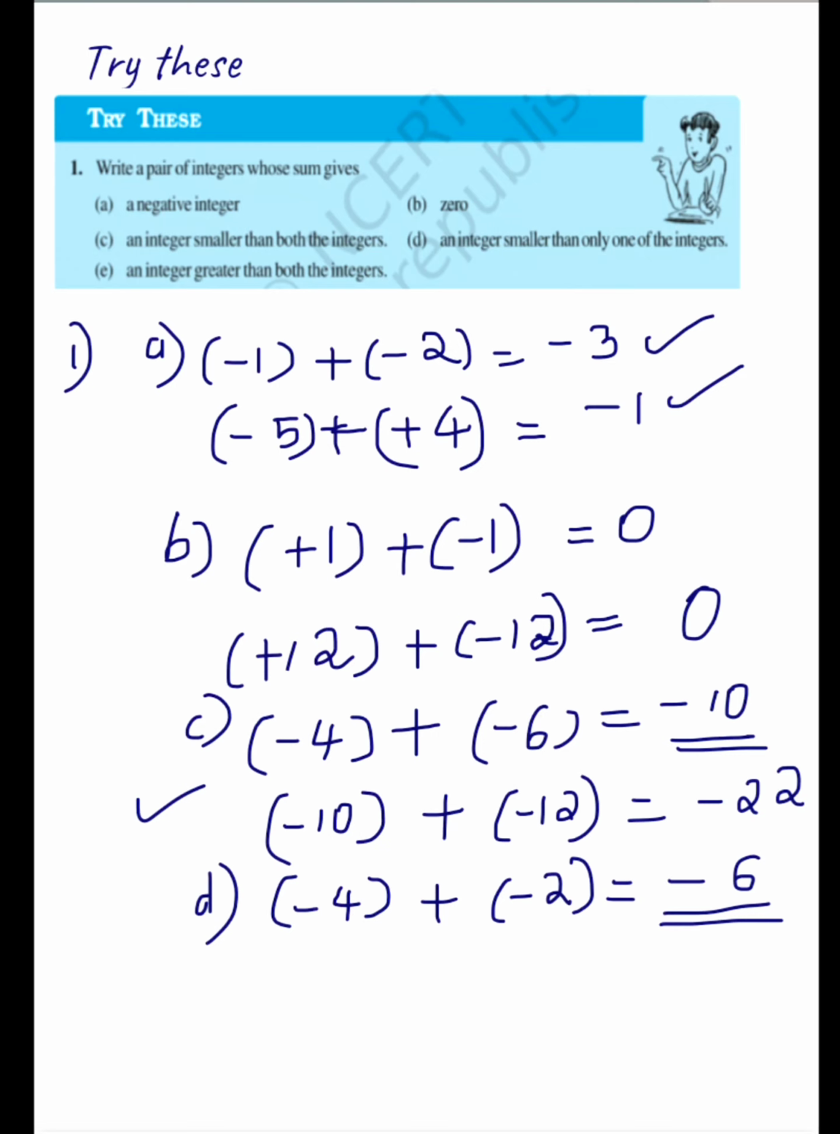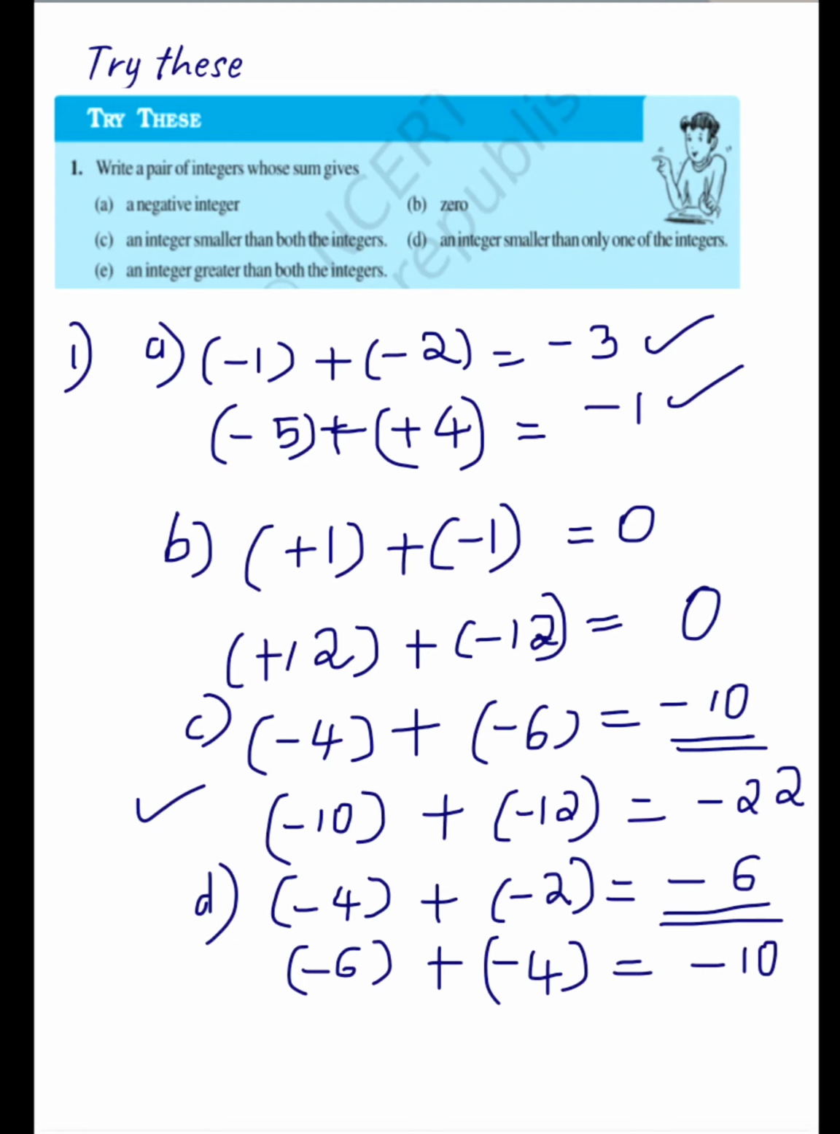Let's take minus 6. And now you have to take a number which is greater than minus 6. You can take minus 4. Now if you are adding them, you will get 6 plus 4 is 10, and you have to put the sign as negative. Now this minus 10 is smaller than minus 6, but it's not smaller than minus 4. So the conditions are satisfied.